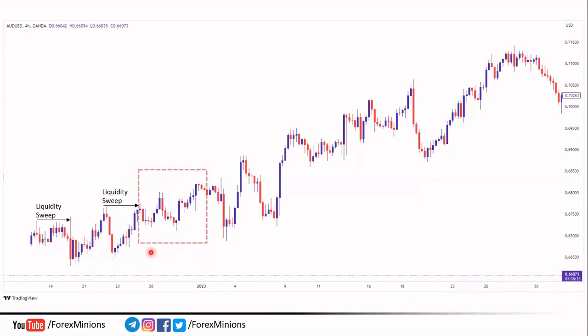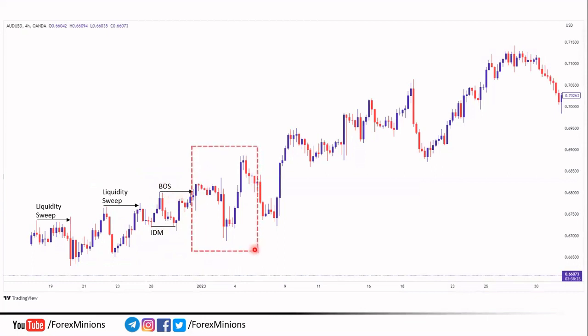Now, note this structure, this is basically a break of structure. Because the market took out this inducement by candle wick and created a new high. And this new candle closed above the previous high. So this is a break of structure.